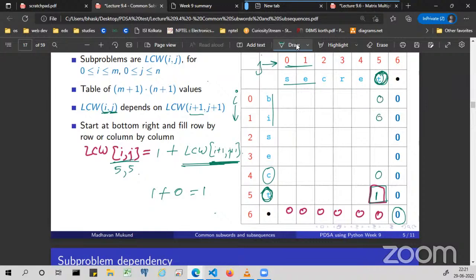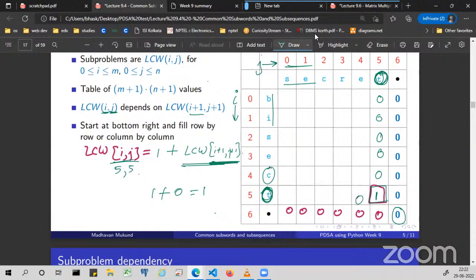So all of them are different characters. I'm just putting all zeros. So let's do for the next E. E is a match with T? No, E is not a match with T. So since it's not a match with T, I'm filling this cell. Since it's not a match, I put 0.